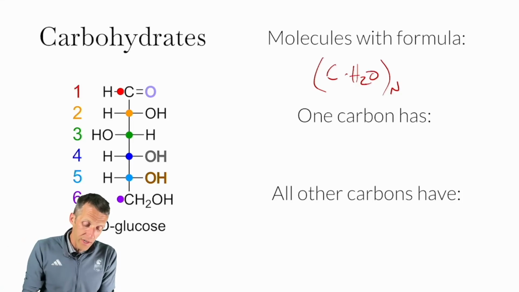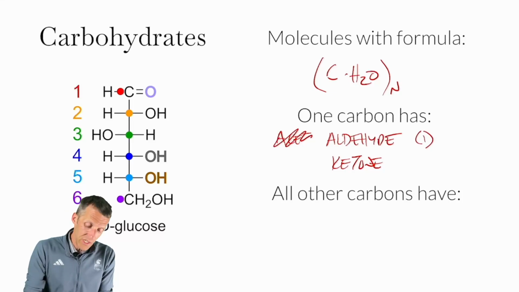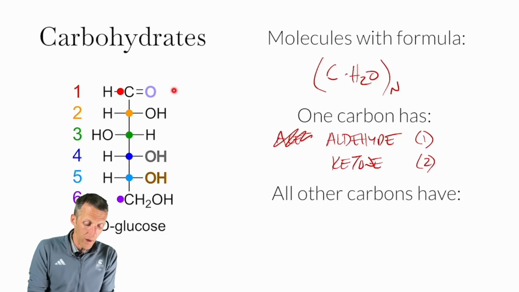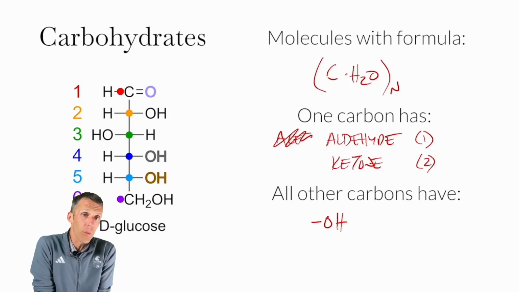In a carbohydrate, one carbon has a double bond, so it will either be an aldehyde or a ketone. Specifically, the aldehyde will be in the 1 position and the ketone will be in the 2 position. So basically the double bond has to be either here or here, at position 1 or position 2. The rest of the carbons all have a hydroxyl hanging off of them. Any molecule that meets all of these criteria is a carbohydrate.